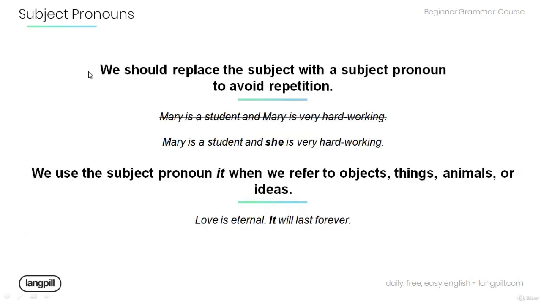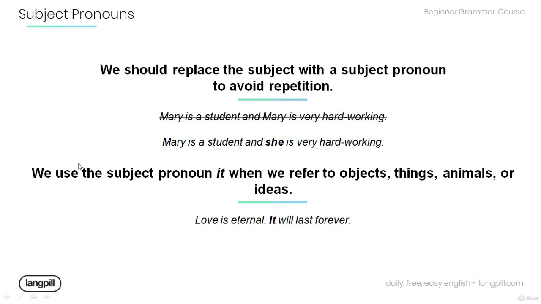Also, we should replace the subject with a subject pronoun to avoid repetition. For example, "Mary is a student and Mary is very hardworking." The repetition of the proper noun Mary should be avoided. We should say something like, "Mary is a student and she is very hardworking." "She" refers to Mary.